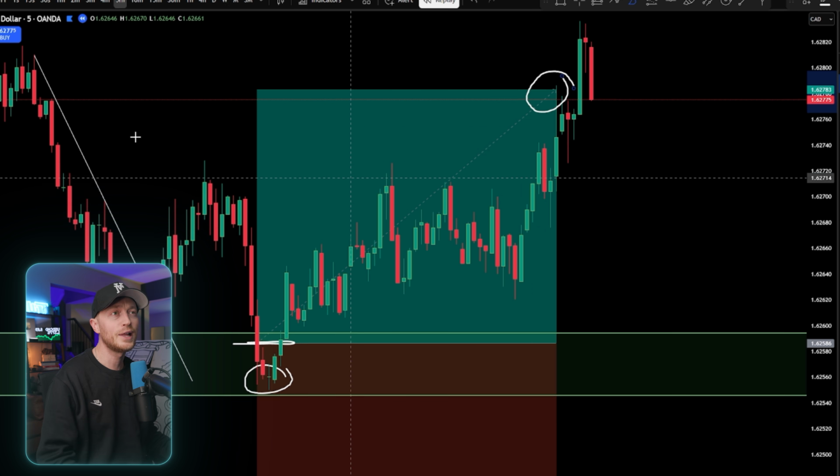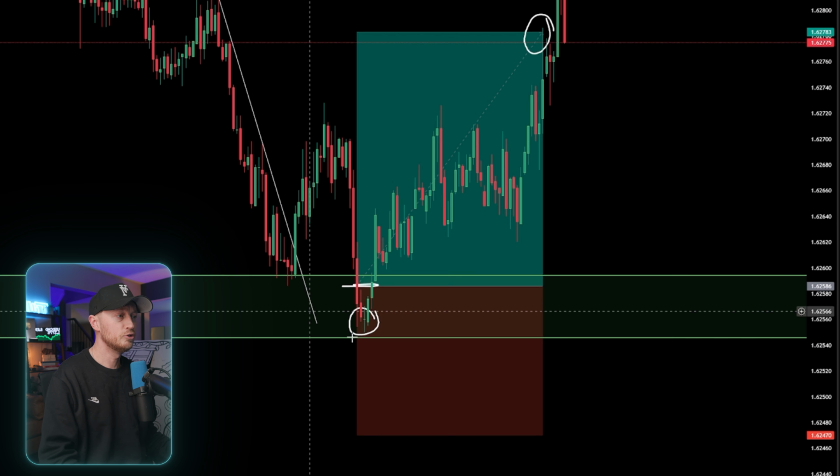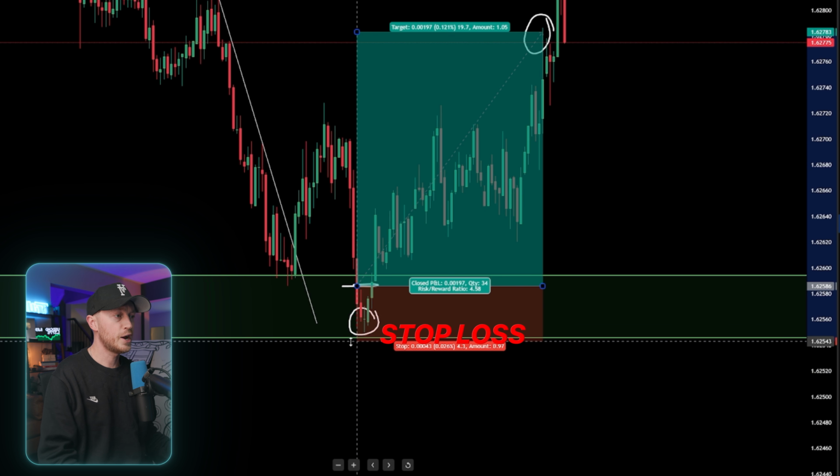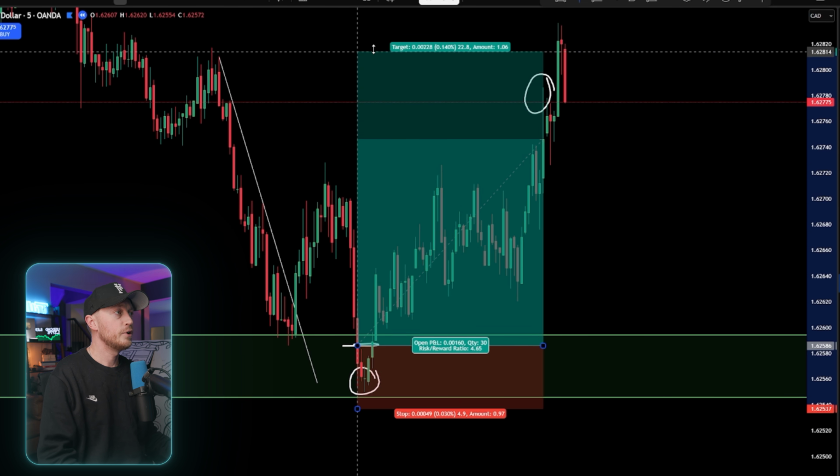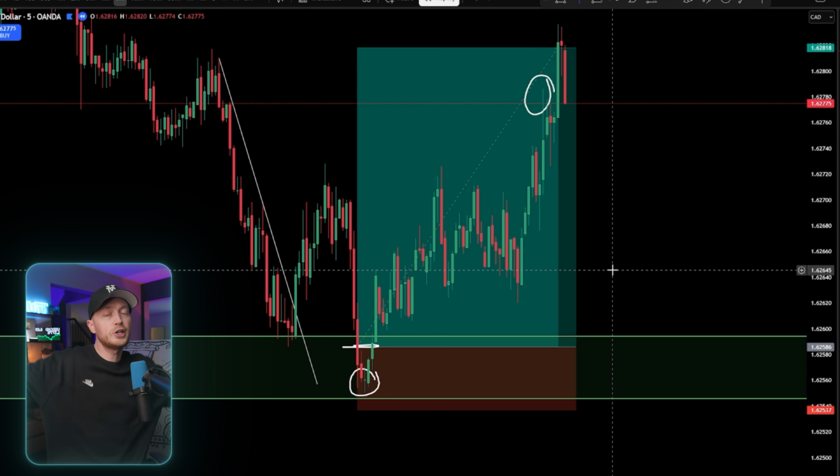Now again, I could be like the other gurus and I could say, ooh, my stop loss was right here and my take profit was perfect all the way up here. Look how good this trade is. But that's not realistic trading, and that's not what we do here. I'm trying to keep this as real as I possibly can.